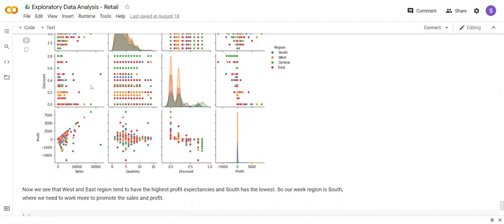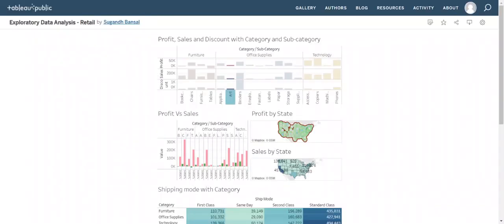If I go now to another screen, this is the dashboard in Tableau Public where you can see the profit, sales, and discount with category and subcategory.